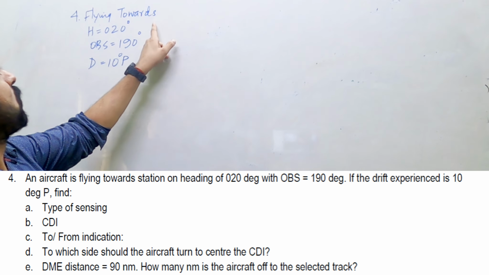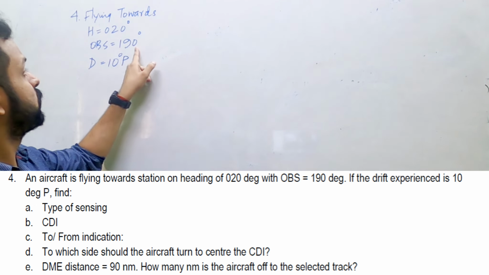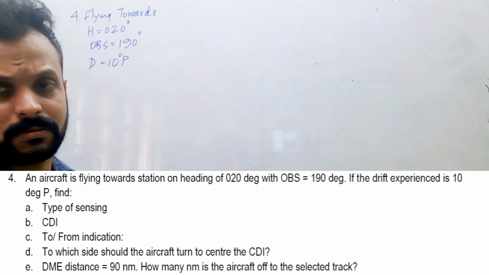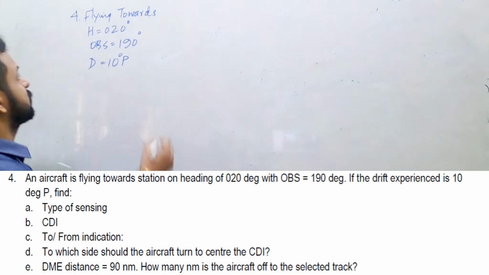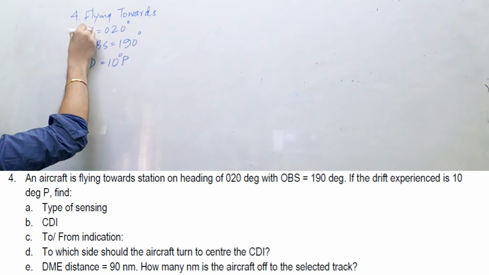So you're flying towards the station on a heading of 020, and there's an OBS of 190, and you have a drift of 10 degrees port. You're asked to find out everything else. So here you can find the track of the aircraft by using a combination of these two pieces of information. Your heading is 020 and drift is 10 degrees port.